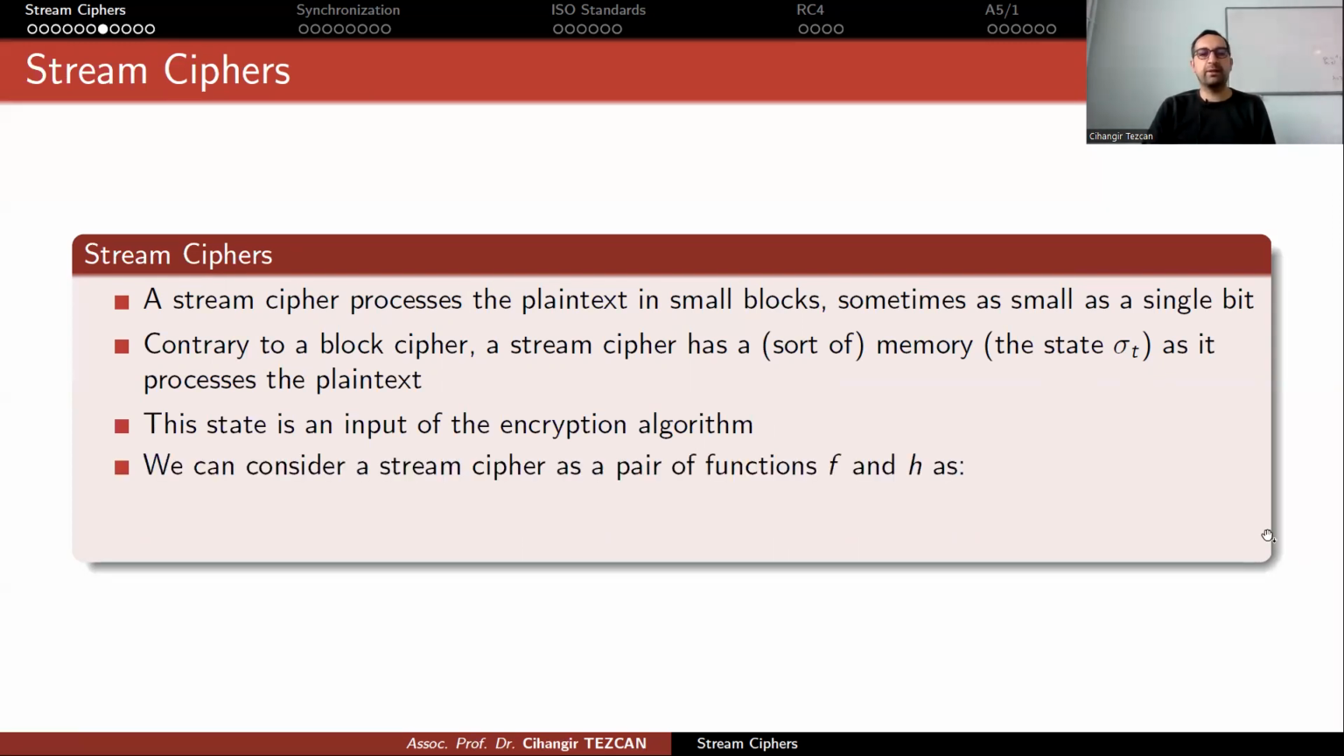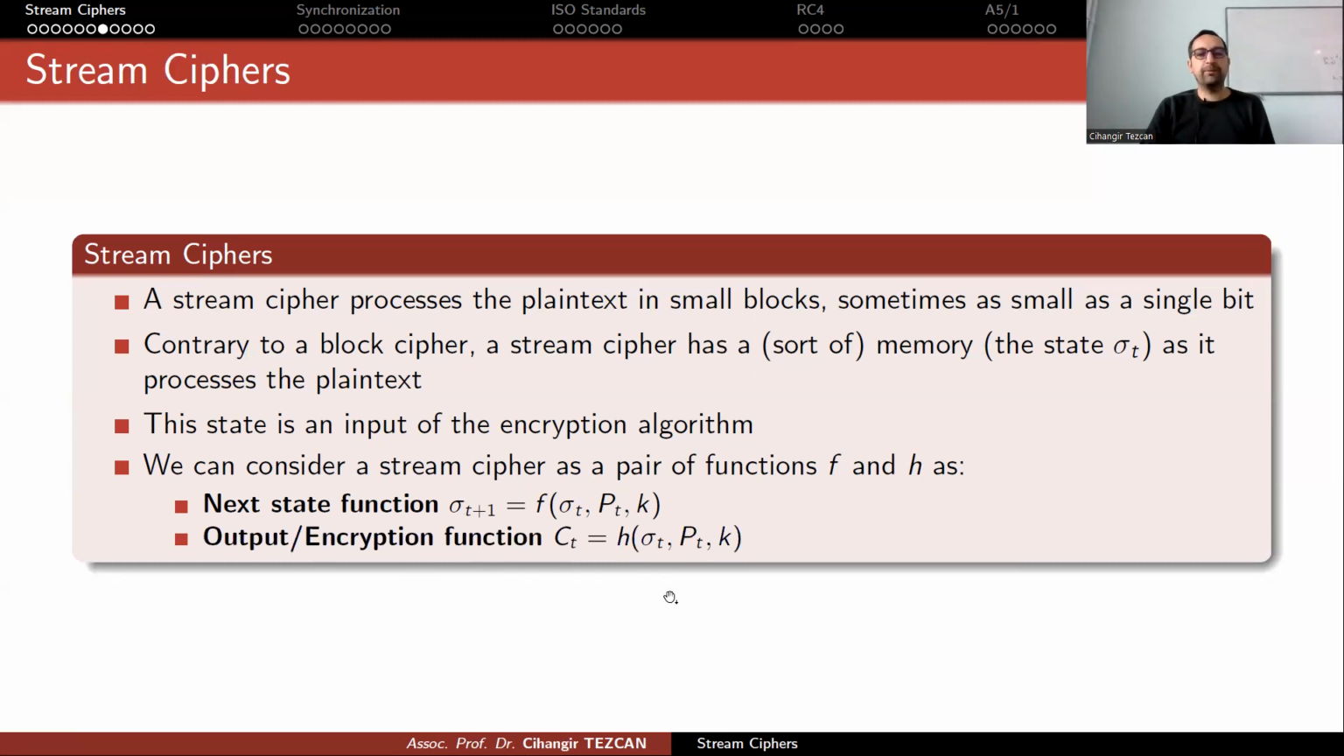We can consider a stream cipher as a pair of functions f and h. The next state function f takes as input the current state, the current plain text, and the secret key, and produces the next state. Of course, sometimes you can remove plain text from here. But the output is, depending on your current state, plain text, and the secret key, you perform some operation and produce the ciphertext at time t. Okay, so h can be as simple as an XOR operation, but you can do something more complicated if you want.